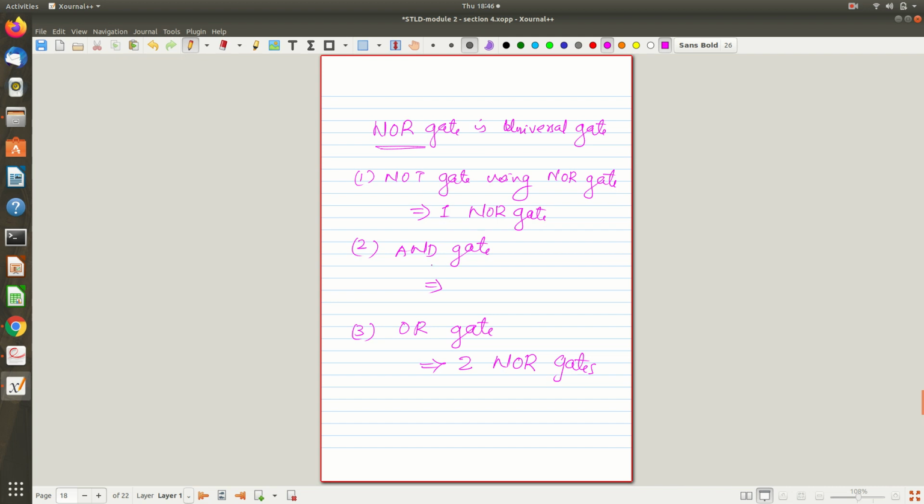Similarly, the NAND gate implementation you may find difficult. Just like the NOR gate implementation, 3 NOR gates can be used to implement it. So just like the way we did for NAND gate realization, this is going to give you the AND gate, right? So that is a proof.